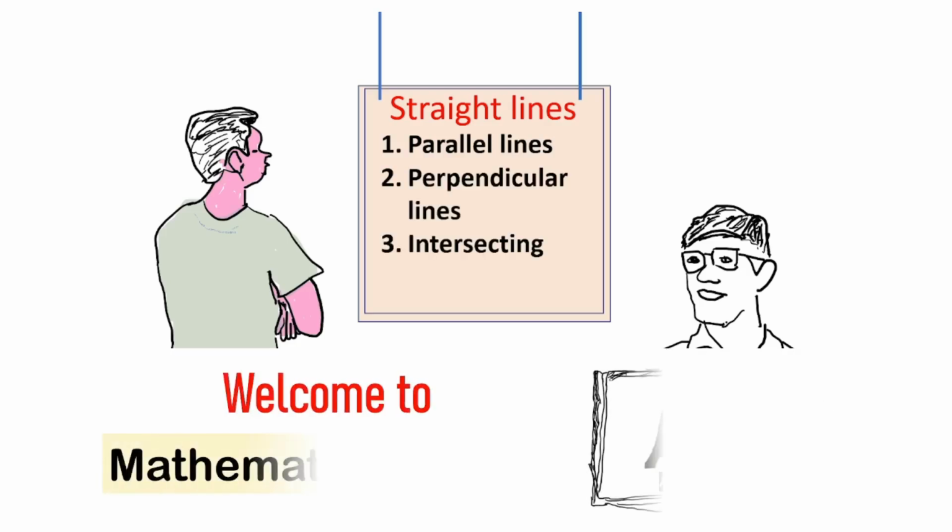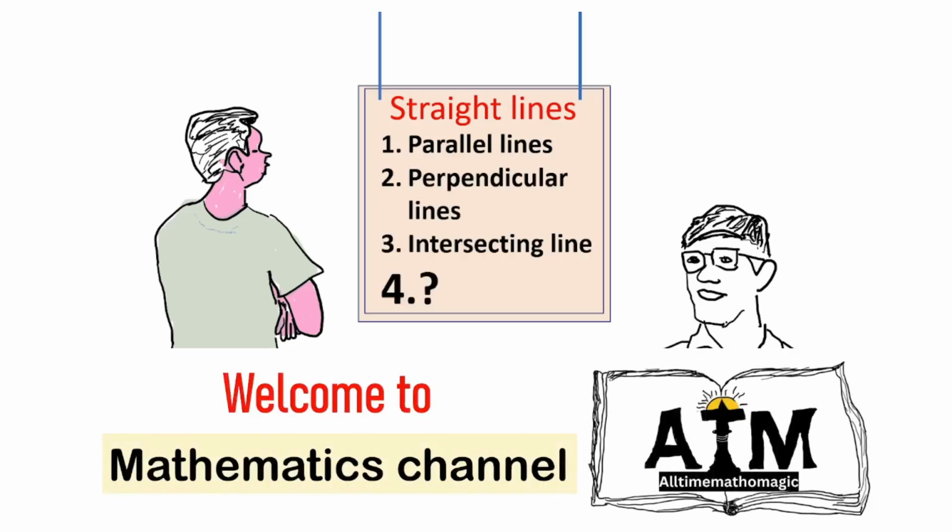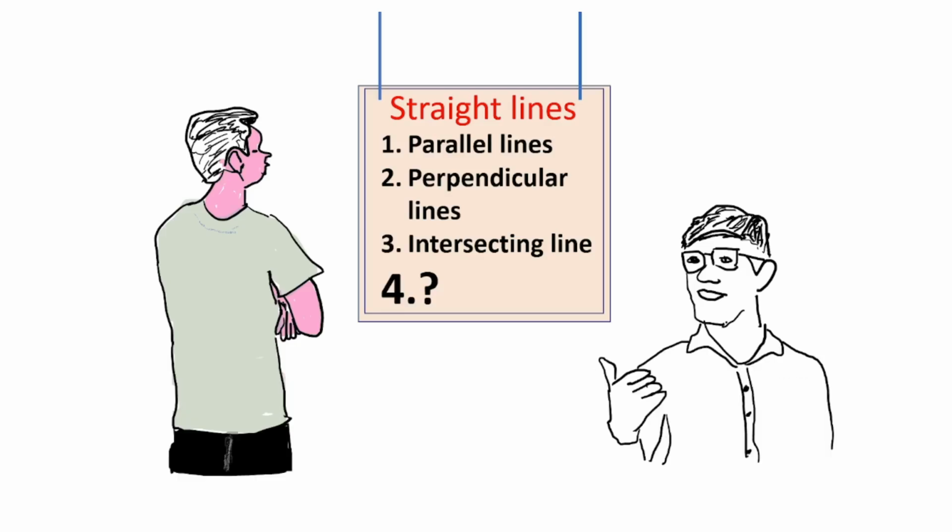Straight lines can be parallel lines, perpendicular lines, or intersecting lines. Is there any fourth type of straight lines? To answer, what is the fourth type of lines?